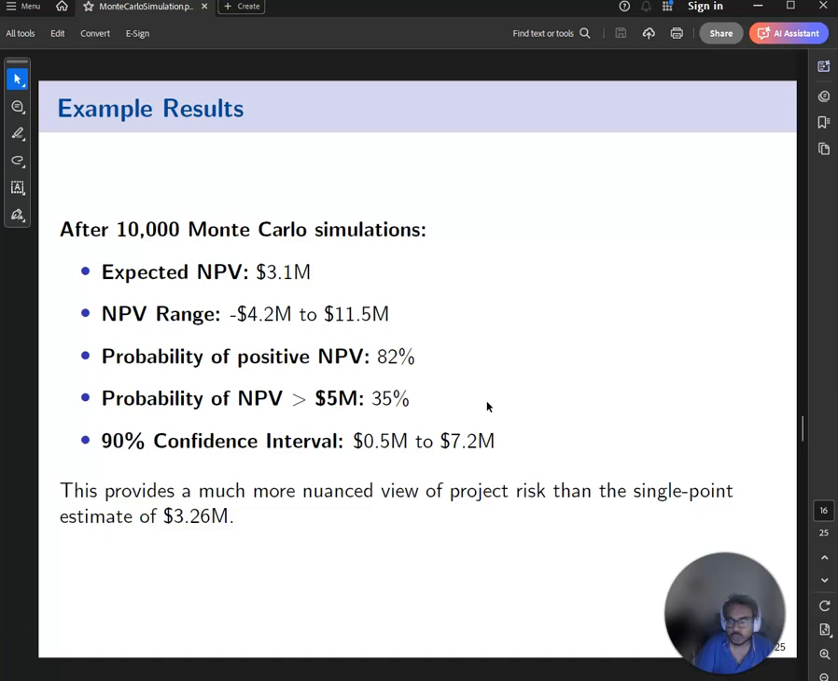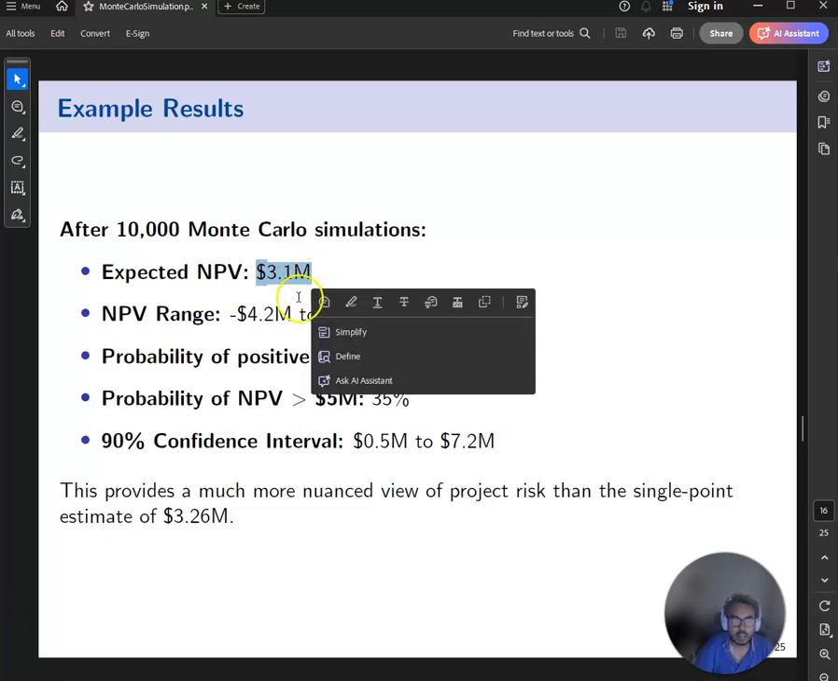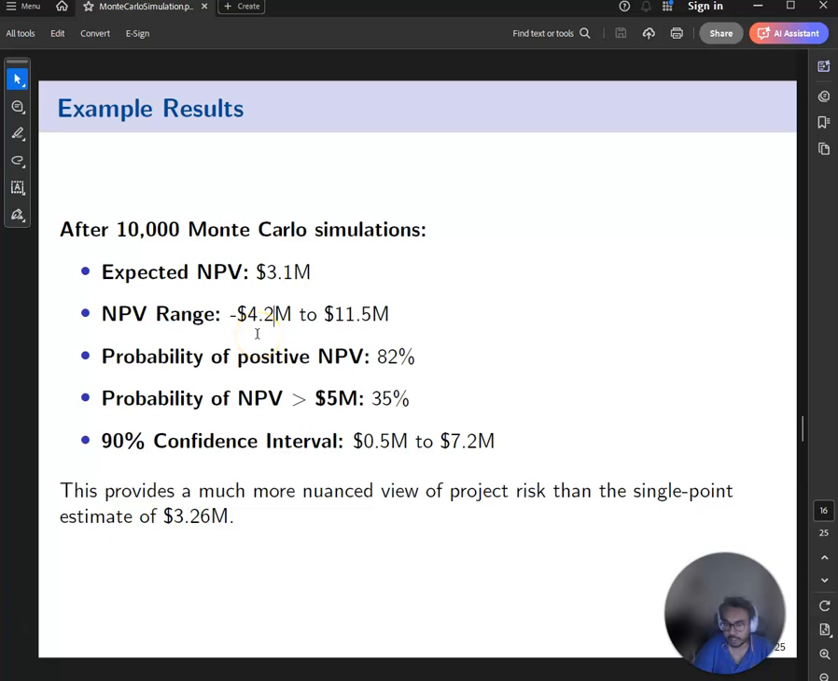So suppose we do the simulation and we do it for 10,000 times. So 10,000 times we are creating scenarios and looking at the NPV, and we see that the expected NPV is 3.1 million. But we also have some other information as well, which is very useful. We know that the NPV will range from negative 4.2 to 11.5. So as compared to the 3.26, there is at least some chance that we will lose money on this project, and there is at least some chance that we will make way a lot more money.